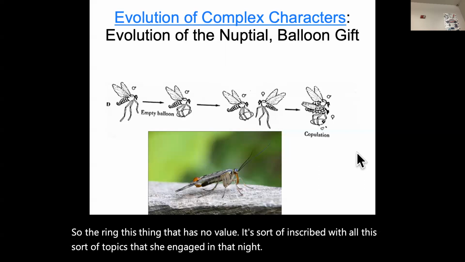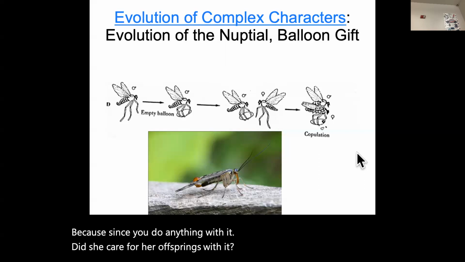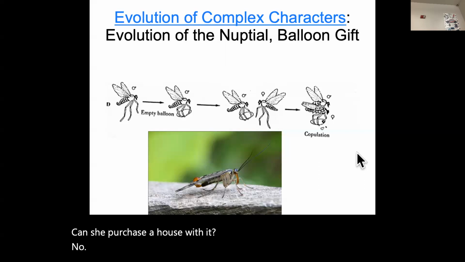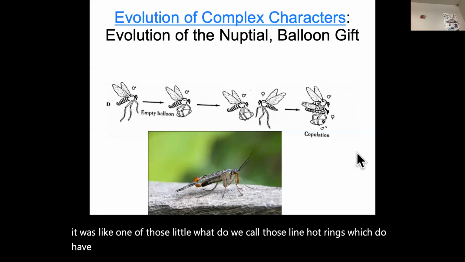Okay. No value in it though, because can she do anything with it? No. Can she care for her offspring with it? No. Can she purchase a house with it? No. Can she get food for it? No. She's tried to eat it a few times, thinking it was like one of those little, what do we call those, lollipop rings, which do have value. You can put that one on there, and then you get at least a good 30 minutes, and that's value. But this one, no.